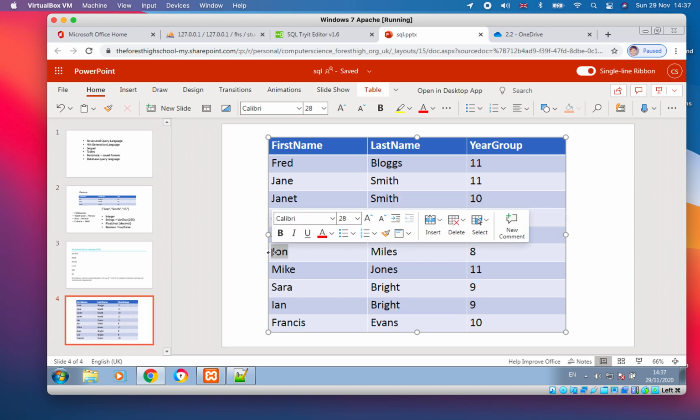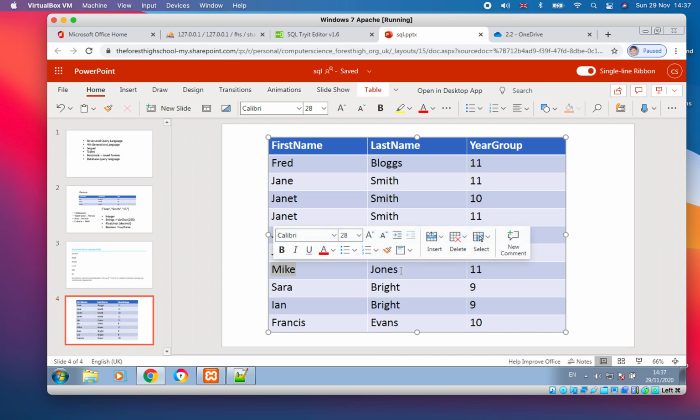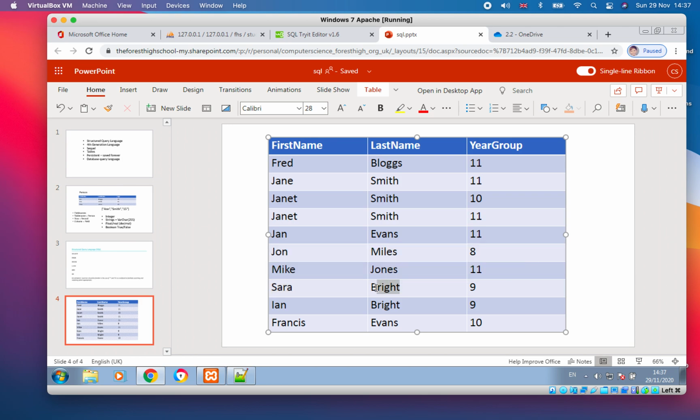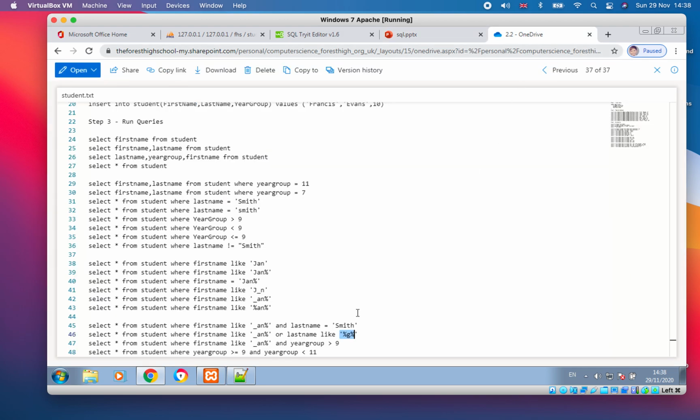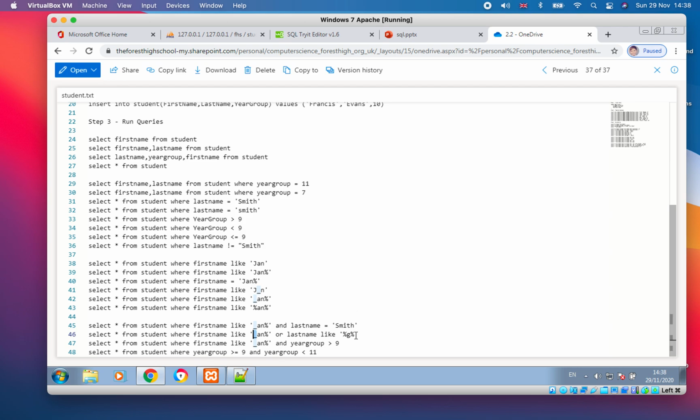John, well, that fails the first one and fails the second one because there's no G in the name. Mike fails the first one, fails the second one because there's no G in the name. Fails the first one, but passes the second one because there's a G in the name. Passes the first one and passes the second one. So that should appear in my results. So Sarah and Ian should be in the results. And Francis doesn't appear in the results because we were only looking for a single letter before the AN. So Francis won't appear in the results, although she's got AN in the name, but there's no G in there. So we've got a few more students to return.